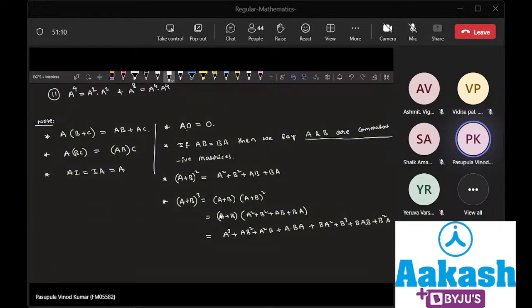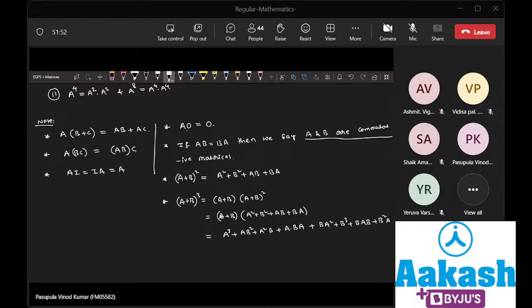Aman, what is the A plus B whole cube formula, beta? Yes, sir. A plus B whole cube is equal to A cube plus 3A square B plus 3AB square plus B cube. Okay. What about the remaining? Remaining are not able to tell. Aman is not responding for the A plus B whole cube formula.